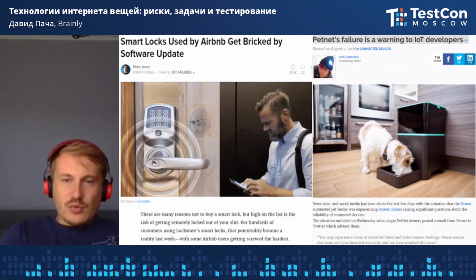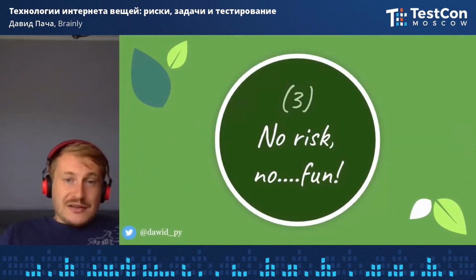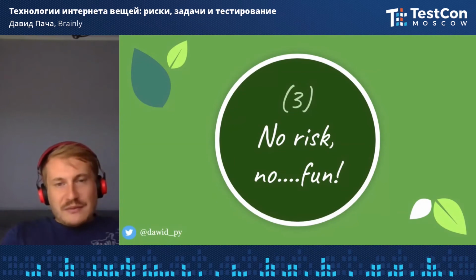But it stopped working at some time. The problem was not with the device itself, but with the backend managing the scheduling of all those feeding processes. And in that regard, the CEO of the company said something that, from my perspective, was extremely funny: he recommends that you feed your pets manually, just to avoid starving. So, well, no risk, no fun.